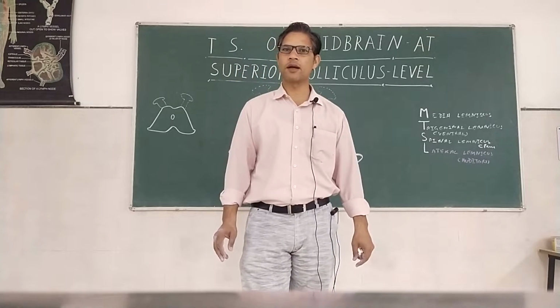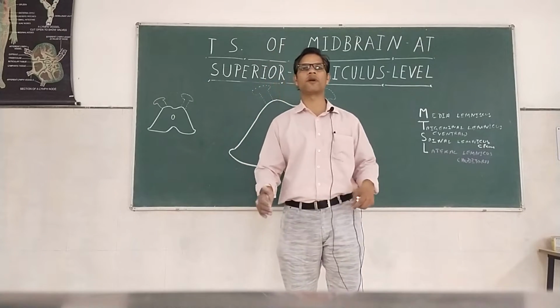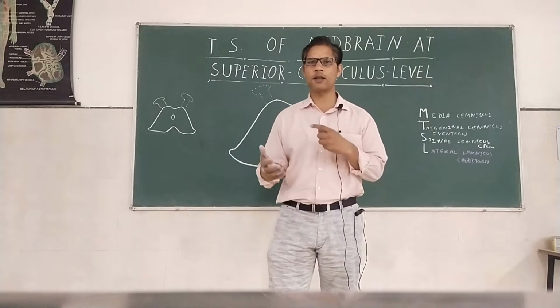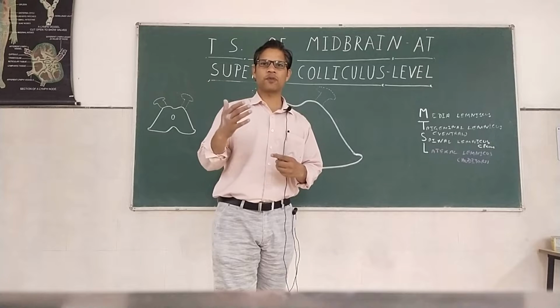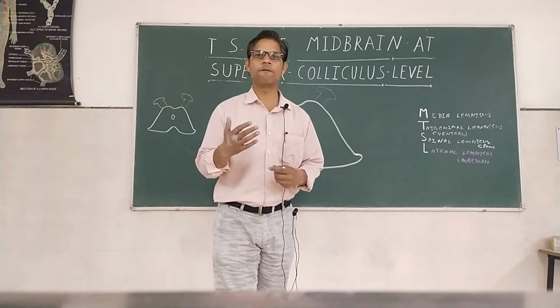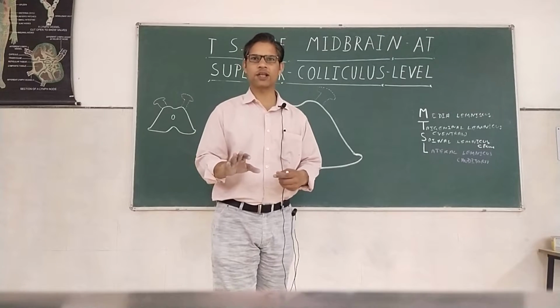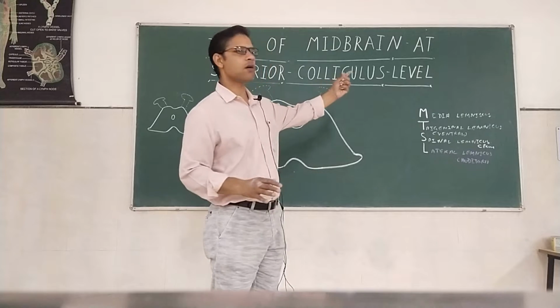In this series, we were discussing the midbrain, the transverse section of the midbrain. We started from the spinal cord, different tracts of the spinal cord, afferent, efferent, etc. And with a few basics, we reached the midbrain. The inferior colliculus level TS was the previous session, and in this session we are discussing the superior colliculus level.